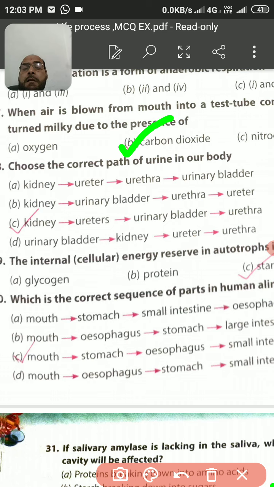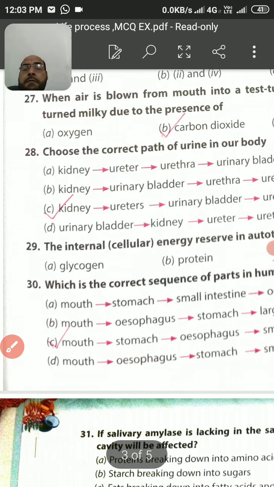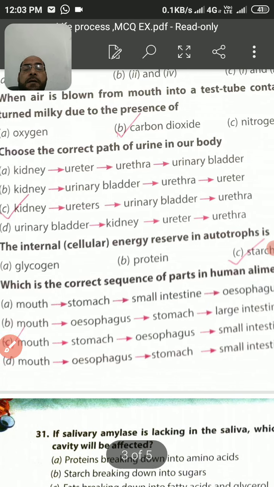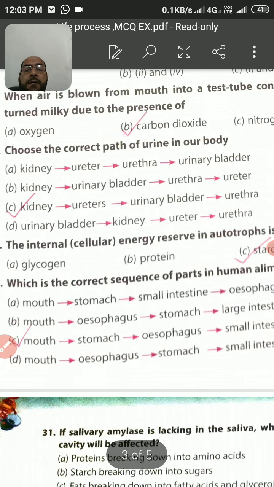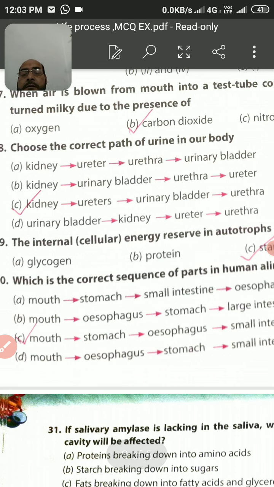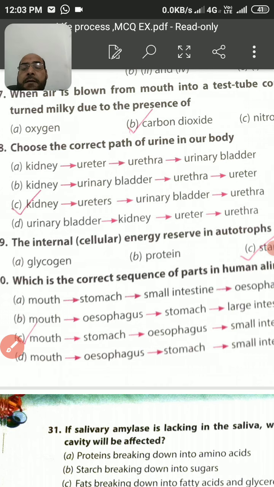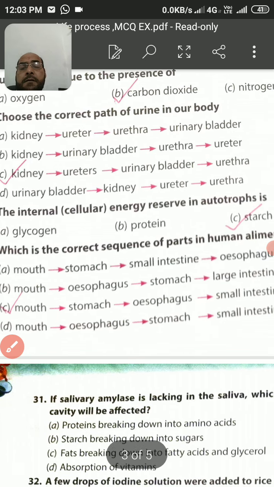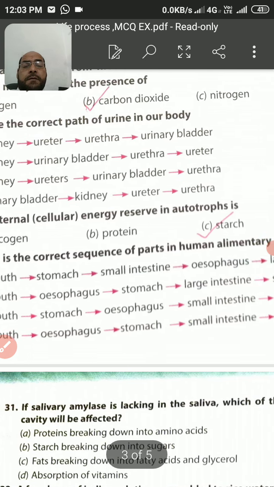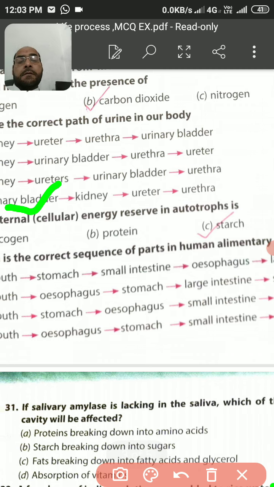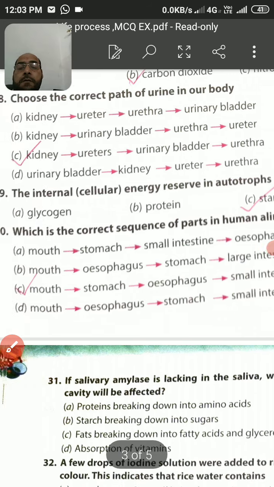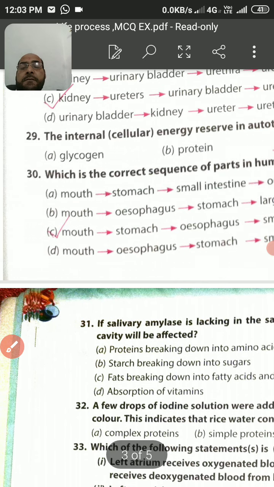So next, choose the correct path of urine in our body. So kidney, ureter, urinary bladder and urethra. This is the correct path. किडनी से यूरिन निकलता है यूरेटर के जरिए, यूरिनरी ब्लैडर में आता है, फिर यूरेथ्रा के द्वारा बाहर निकाल दिया जाता है. And question number 29, the internal cellular energy reserve in autotroph is starch. The food gets stored in the form of starch in the autotroph. So the answer will be this, starch.